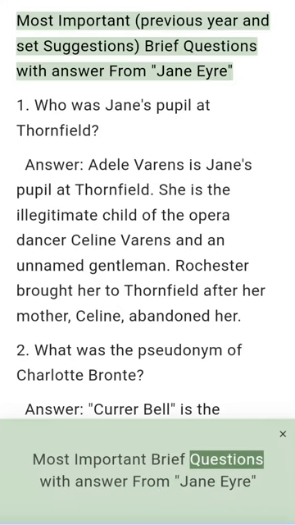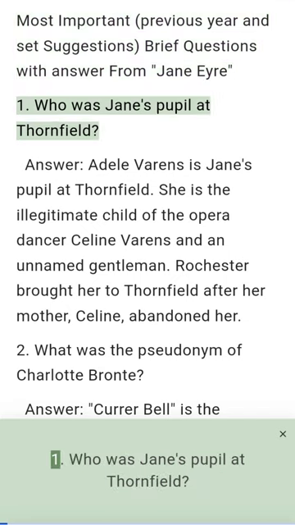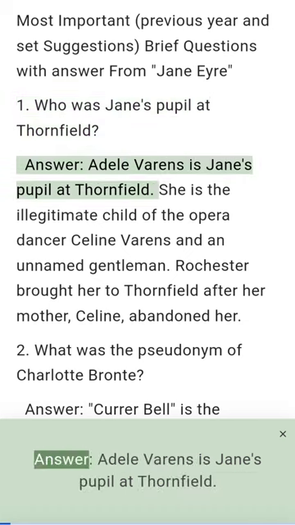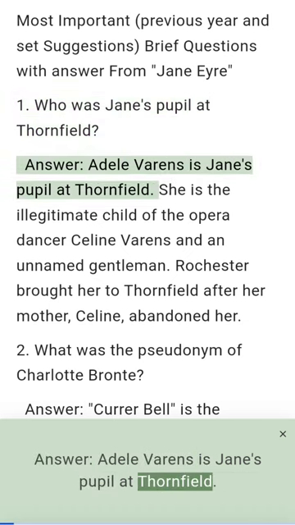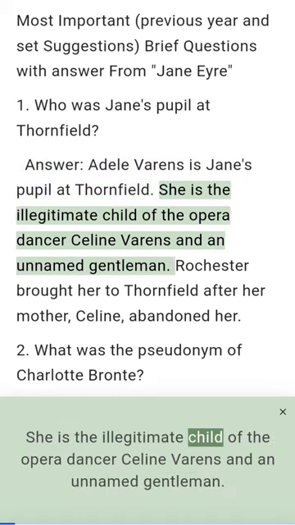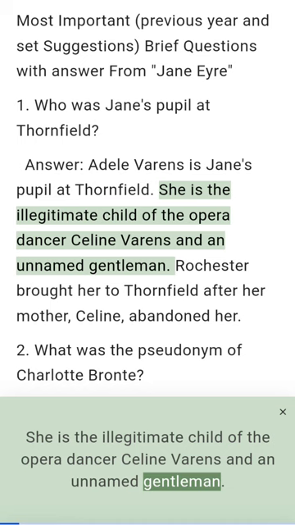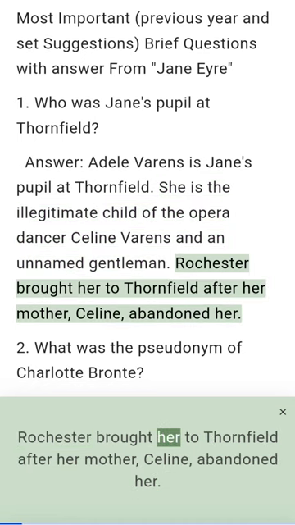Most important brief questions with answers from Jane Eyre. 1. Who was Jane's pupil at Thornfield? Answer. Adele Varens is Jane's pupil at Thornfield. She is the illegitimate child of the opera dancer Celine Varens and an unnamed gentleman. Rochester brought her to Thornfield after her mother, Celine, abandoned her.